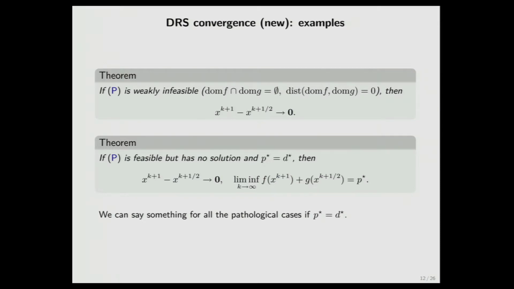When primal does not equal dual, we have a conjecture: we conjecture that this kind of limit, even if it exists, does not equal p. It will be strictly lower than p, when p is strictly greater than the dual. Okay, so this is the overview of the results.